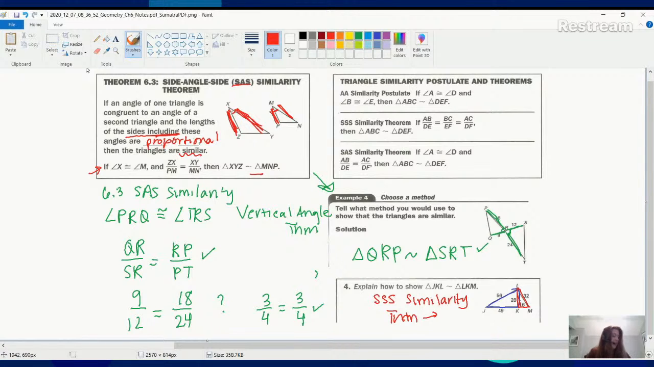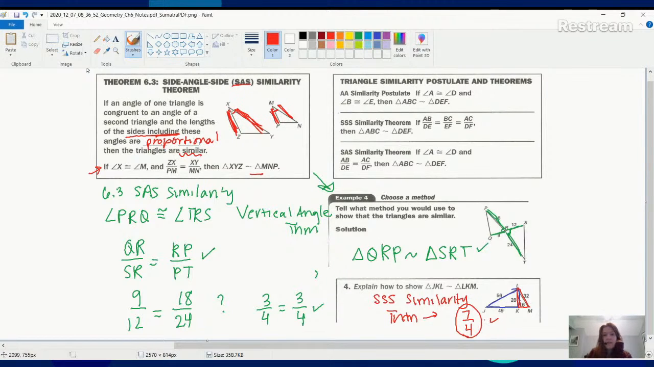And just so you know, if you do want to go ahead and check them, all of them would actually be in a ratio from JKL to LKM. They would be in a ratio of 7 to 4. So they actually do check out that the two triangles are similar to each other, but we would use side, side, side to do that.